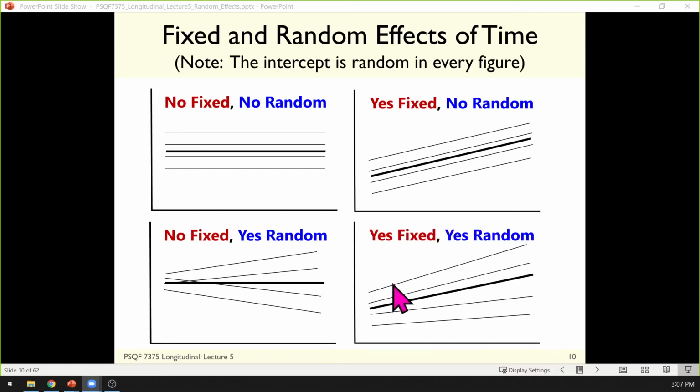And you can have both. So you can have average change in one direction, and you can have individual differences in the extent to which that's true. So you can think of these as like a 2x2 continuum here, where you can have one, either, neither, or both. So just because you don't have a fixed time effect, for instance, doesn't mean that you can't go looking for a random time effect. You can have any combination of this actually happen in real data.